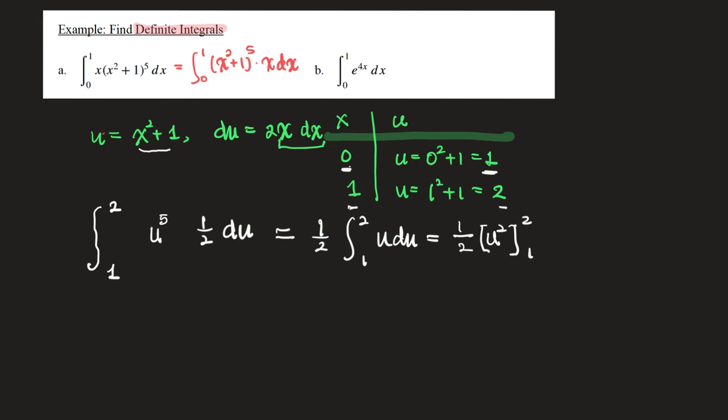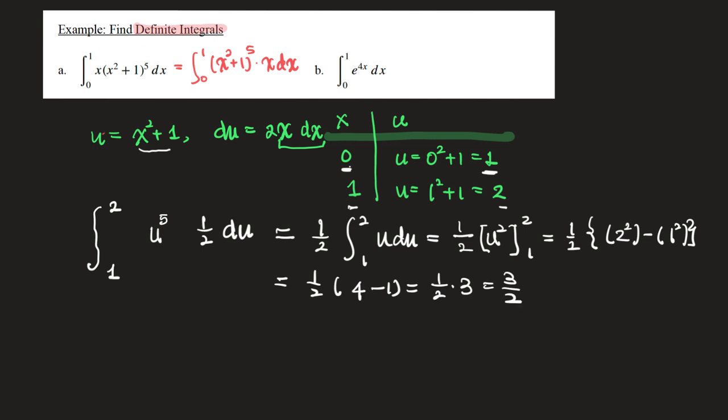No substituting back. You're going to use the first fundamental theorem: one half times big parentheses, plug in 2 first, then minus plug in 1. So this is one half times 2 squared is 4, minus 1, that's one half times 3, 3 over 2. That's the answer, guys. Make sure you don't substitute back, guys.